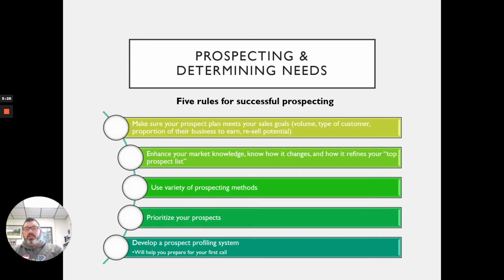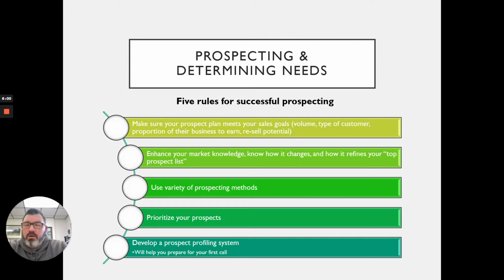So let's look at five rules for really good prospecting. Make sure your prospect plan meets your sales goals. Do you need to increase in volume? Do you need to maybe have a different type of customer? All of us have customers that we mesh better with than others. Do you need to add to the proportion of business that you earn from a current customer? Maybe you're only selling them one product when there's 25 that they buy. Maybe you need more resell potential, depending upon what your marketplace looks like.